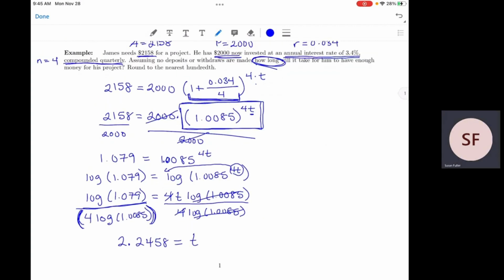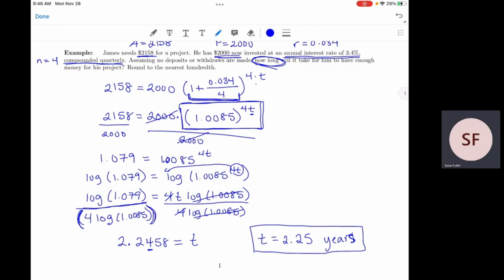Okay, so now let's make sure that we answer the question. How long will it take for him to have enough money? Round to the nearest hundredth. That means I'm going to round to 2 decimal places, and t equals 2.25 years because time is measured in years. And that answers our question here.